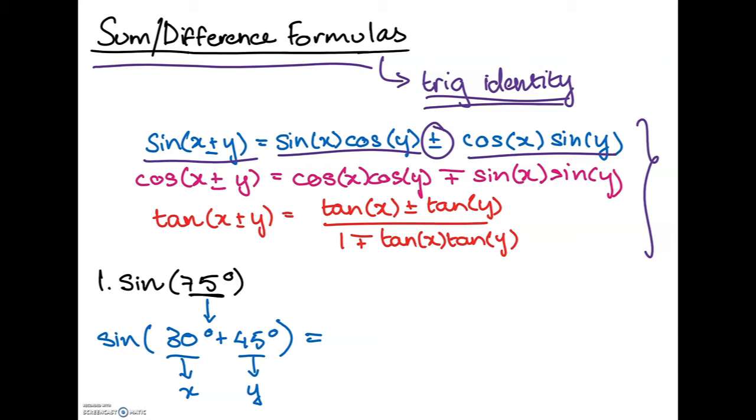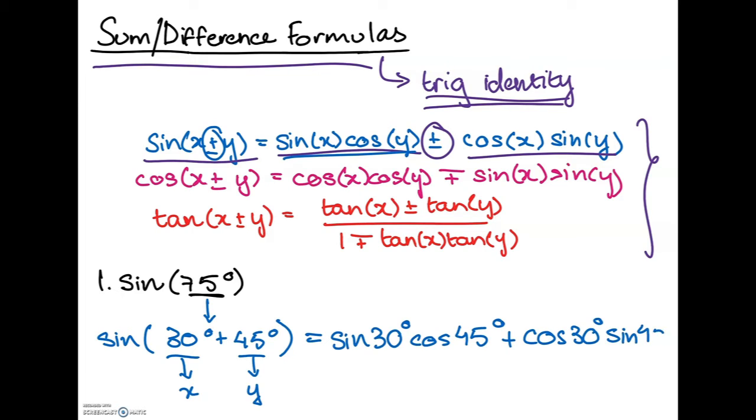So let's look at the right hand side. We have sine of x times cosine of y, so we're going to do sine of 30 degrees times cosine of 45 degrees. And now it's plus or minus. In this case, since we used plus for the first one, we're going to use plus for the second one. So plus cosine of x times sine y, so cosine of 30 degrees times sine of 45 degrees. That is us using the sum formula to rewrite sine of 75 degrees.